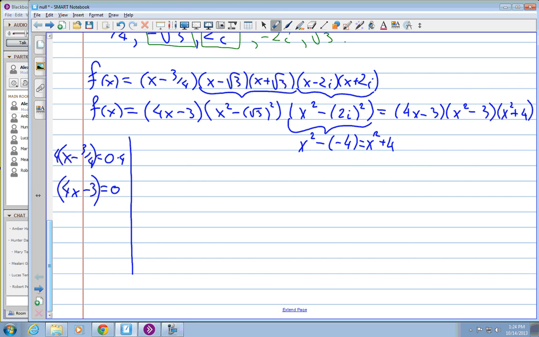Is that okay? Well, now the rest is just foiling this out. Okay, I don't know if I want to keep going. Just do the FOIL. Okay?